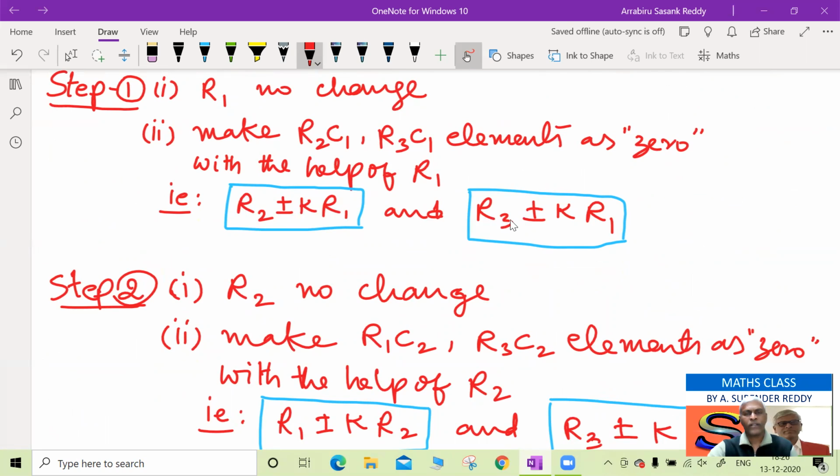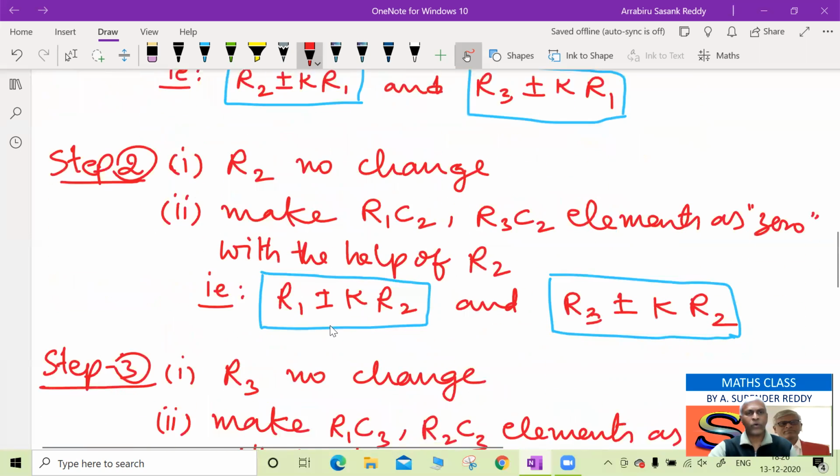And also to make R3, the third row, you choose a suitable transformation: R3 plus or minus some scalar, some number, into R1, so that these 2 elements become 0. You have to make a formula such that the 2 elements of the first column become zeros.